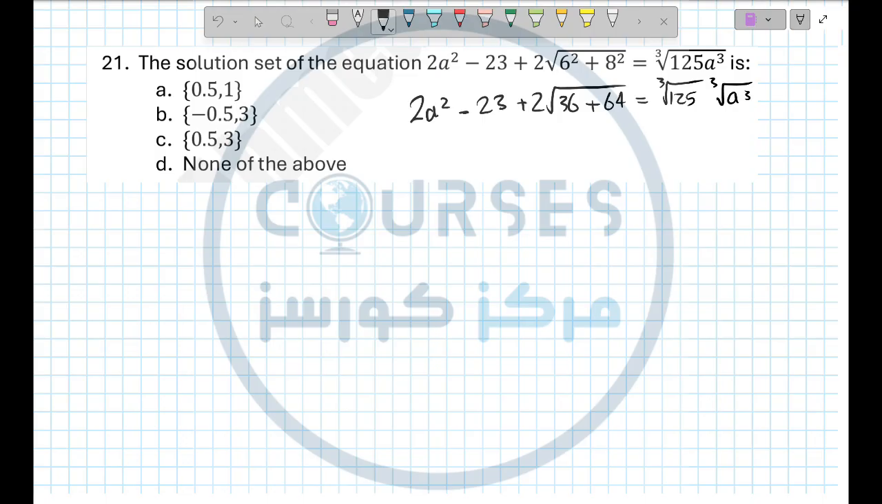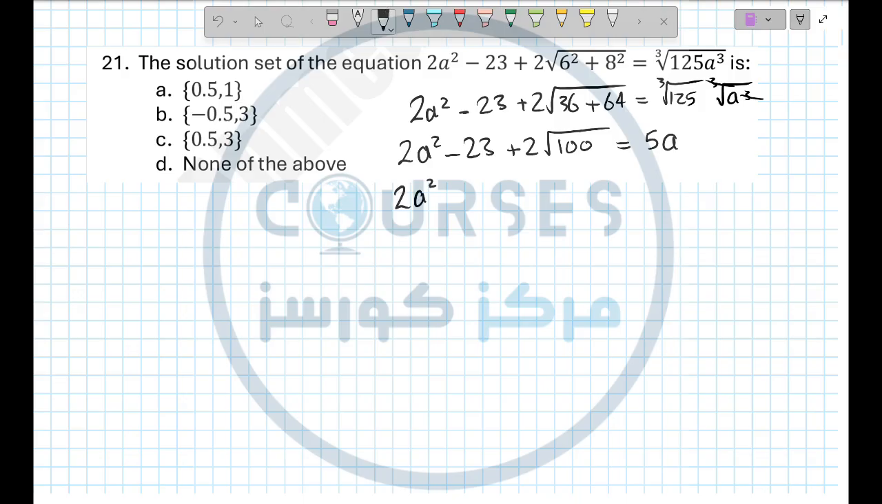cubed. So that's gonna be 2a squared minus 23 plus 2 square root 36 plus 64, that's 100, equal cube root of 125, that's a 5. You need to memorize at least the first 5 cube roots, and the cube root will cancel the power 3, so that's a.